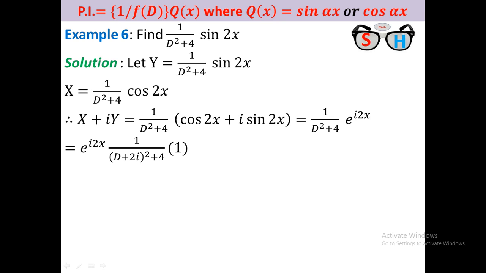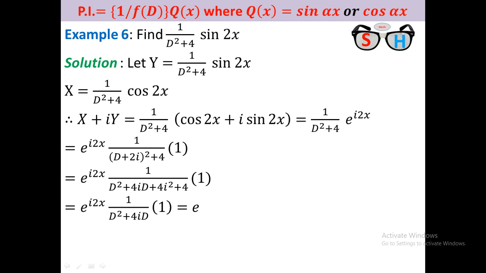Okay, you see that e to the 2ix is in front of the operator, and by replacing D by D plus alpha, here 2i, therefore D plus 2i, and V(x) is 1. After simplification, this is D square plus 4iD plus 4i square plus 4. If you calculate this square, it will be D square plus 4iD of 1. This means here I take common 4iD, the lowest degree term of D, therefore this will be 1, and here D square by 4iD, that is D by 4. You can directly write this as 1 by 4iD of 1, the result will be the same.